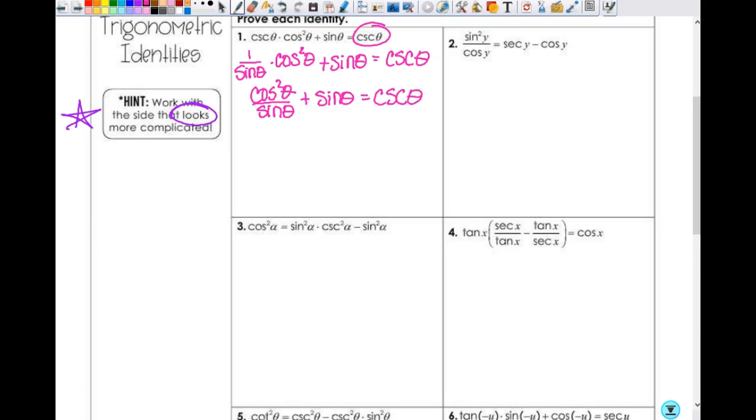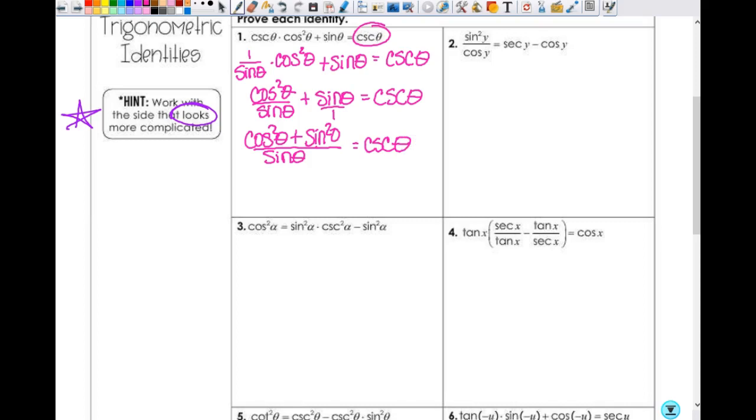So if I have two terms and one of them is a fraction, or even if both of them are a fraction, combining them into one term would be a good thing. In order for me to do that, I have to have a common denominator, right? This denominator basically is 1. What would my common denominator be? Sine. So it's going to be sine in the end. So this first one already has sine, so it's just cosine squared. And then the sine theta would have to be multiplied by sine over sine. So this will give me cosine squared plus sine squared theta over sine theta equals cosecant theta.